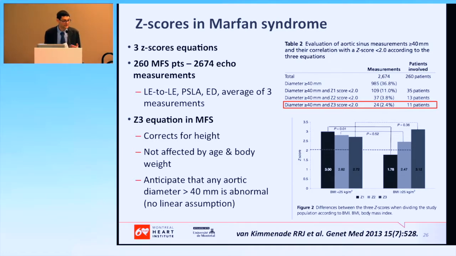So to adequately classify an aorta of more than 40 millimeters as dilated, they found that the third equation that they were using was actually the best one. This equation, which they call Z3, corrects for height. It's not affected by age or body weight. And it does anticipate that any aortic diameter above 40 is abnormal, so there's no linear assumption. So number one, about Z-score, the equation is important.